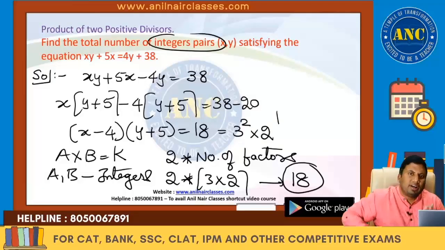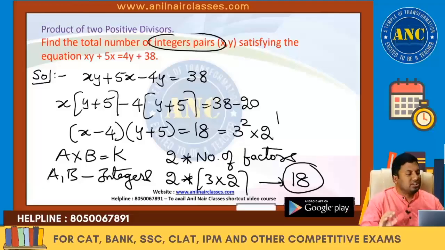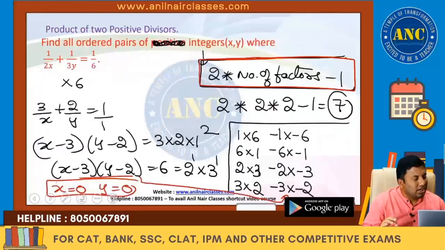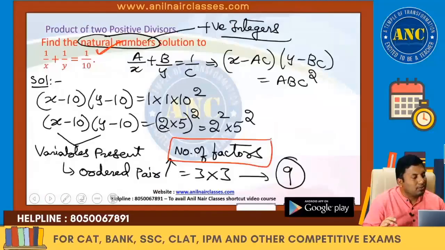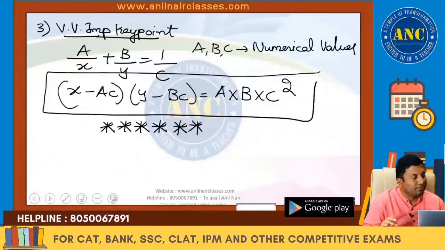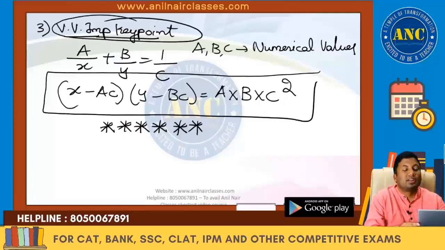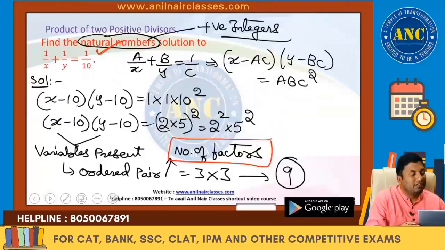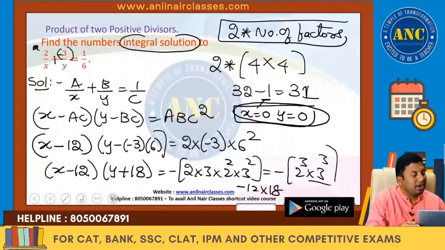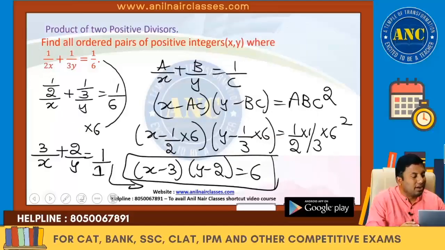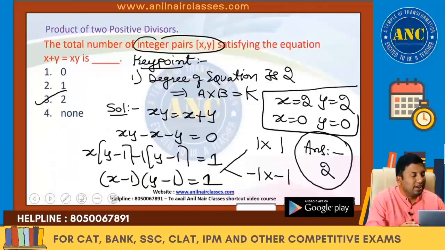There are 3 important key points which I discussed. If you know these 3 key points, all the problems in today's session can be solved. This is the key point where x and y are in the denominator. The number of ways of writing a number as a product of two positive integers is the number of factors. For two integers it is twice the number of factors. I hope the idea is clear.